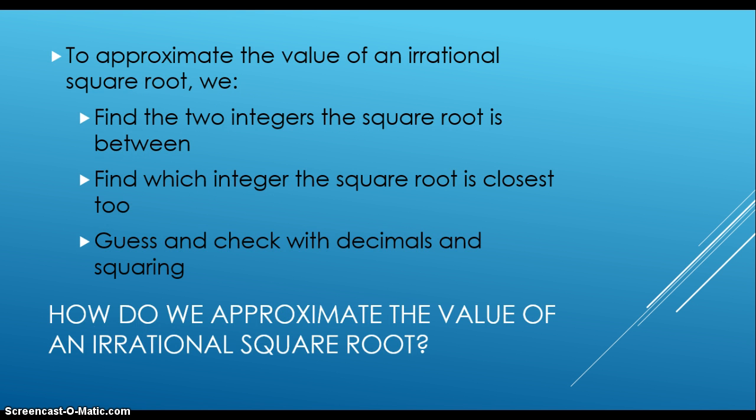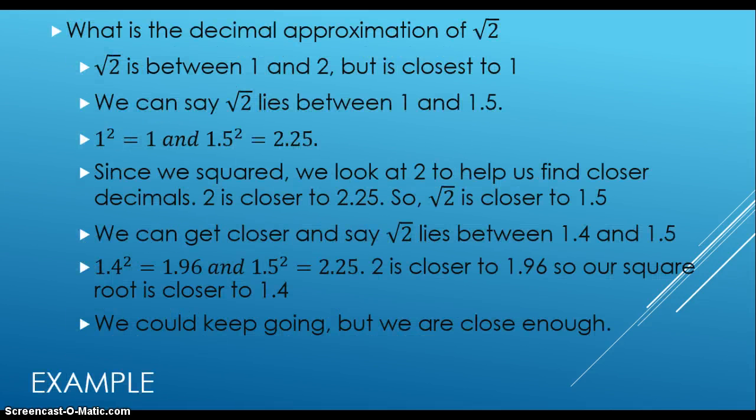So how do we approximate the value of an irrational square root? Well, to do this, there are the following steps. We find the two integers the square root is in between. We find which integer the square root is closest to, and we guess and check with decimals and squaring. So what is the decimal approximation of square root of 2? Square root of 2 is in between 1 and 2, but closer to 1.